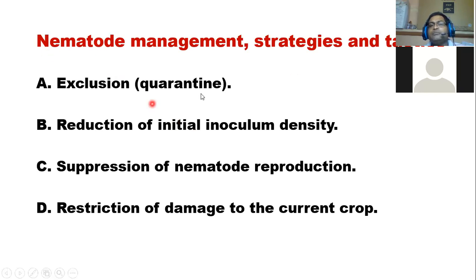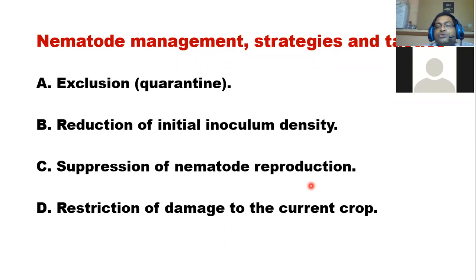So integrated nematode management basically has four tactics. First is exclusion. Exclusion, you all know about that one. Exclusion can be made within the country or around the globe.